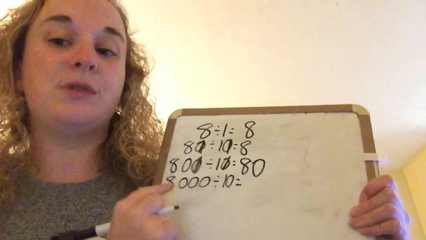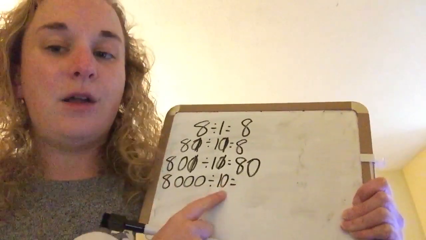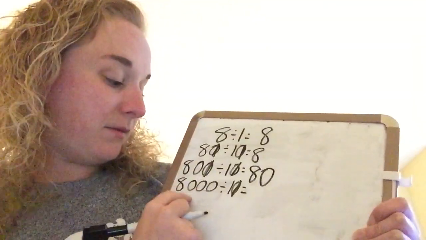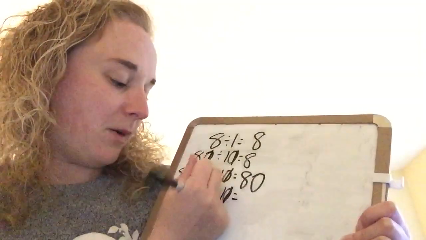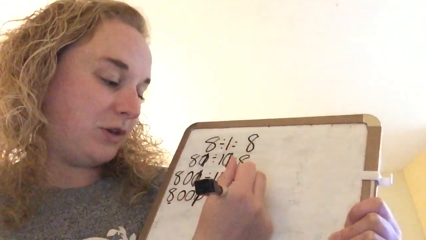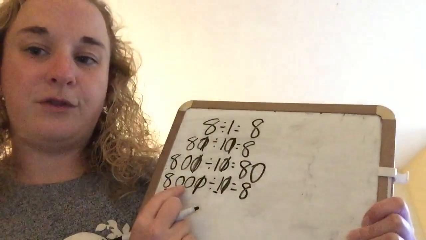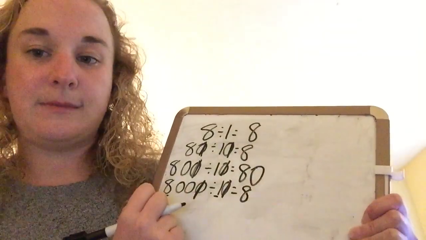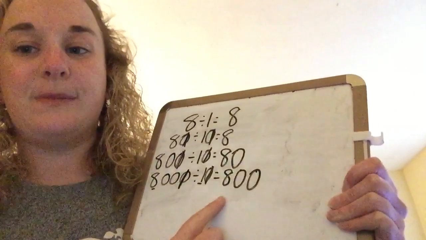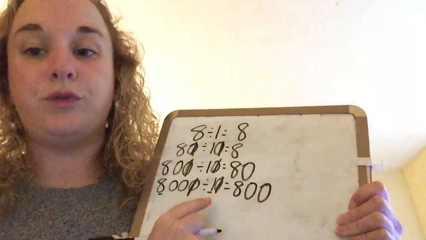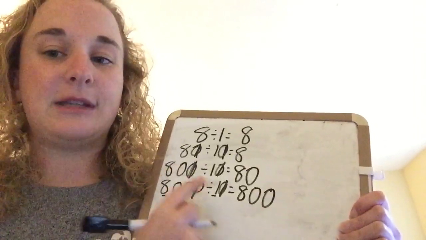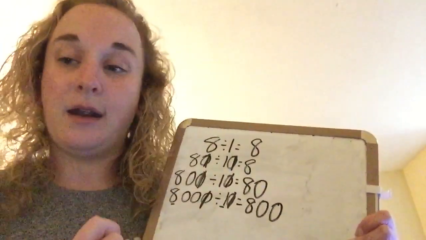All right, I'm going to do the same thing here. Once again, looking at that 10, I see 1 0. I'm going to cross it out. 8,000, I see 1 0. I'm going to cross it out. I'm going to do 8 divided by 1, which is 8. And then I see I have 2 zeros at the end. So I'm going to add those, which gives me 800. And if you do 10 times 800, you're going to get 8,000. So 8,000 divided by 10 equals 800.